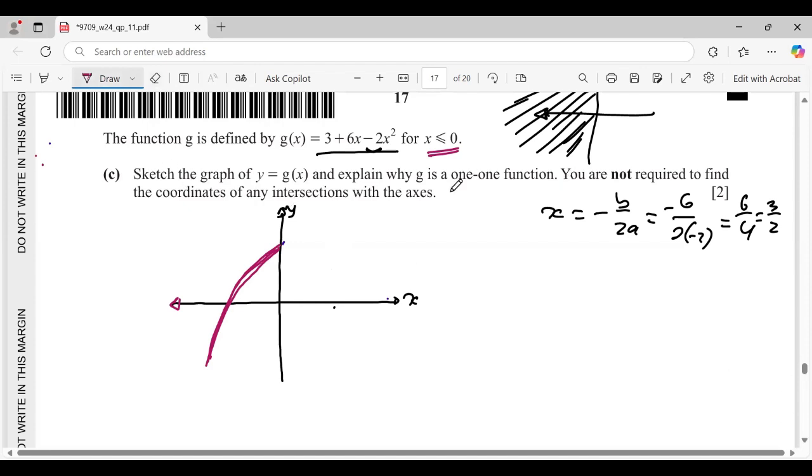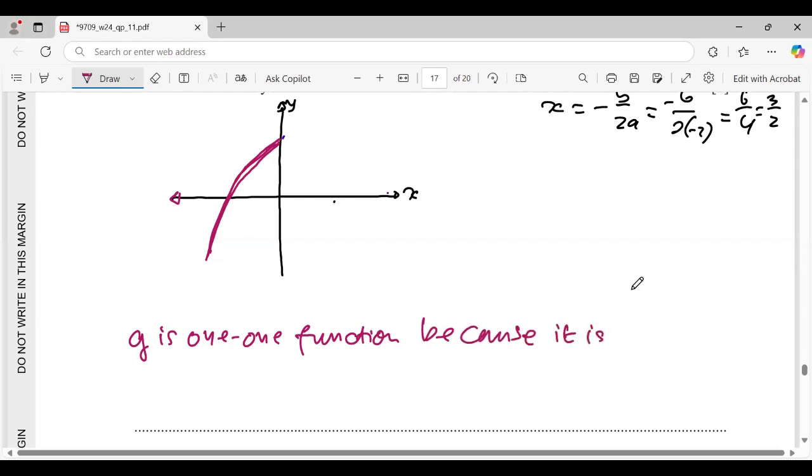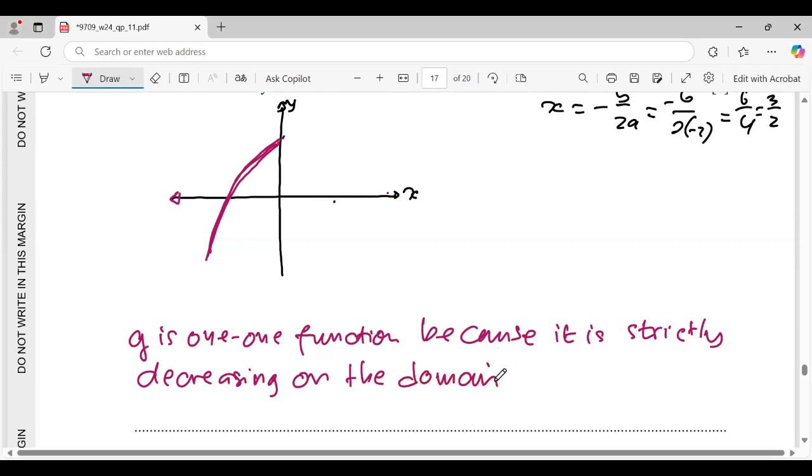Okay, let's continue. Now regarding why g is one-to-one. g is one-to-one because it is strictly decreasing on the domain where x is less than or equal to 0.